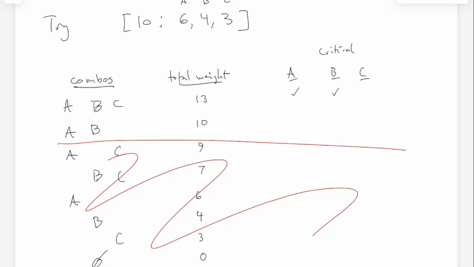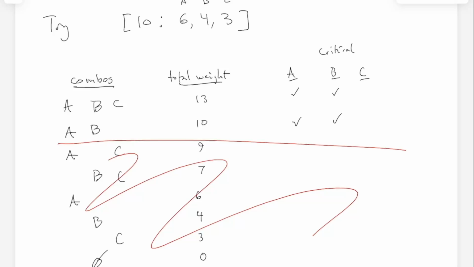And in the second row, here we're making 10 exactly. That means if I lose out on anybody, it's no longer going to make it to 10. So in this case, both A and B are critical. Not C, of course, because C is not even part of this combination. So I hope those are the check marks that you got.